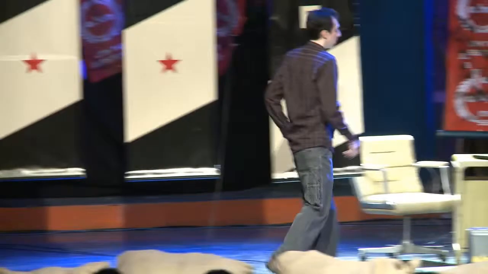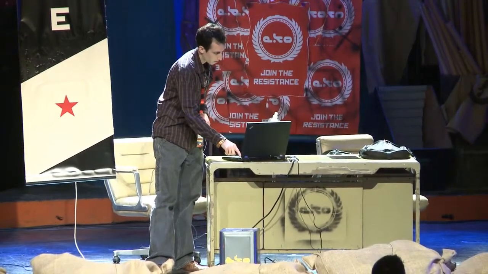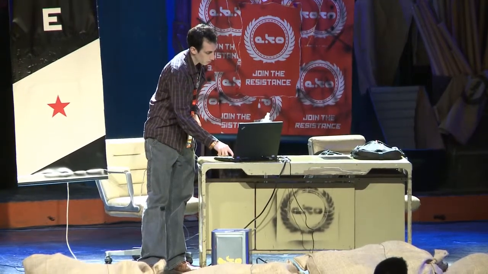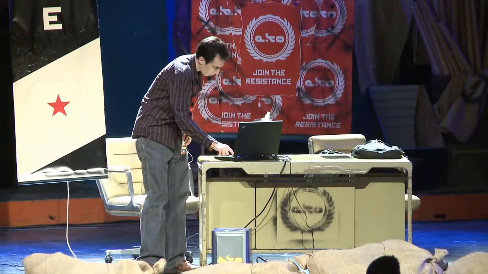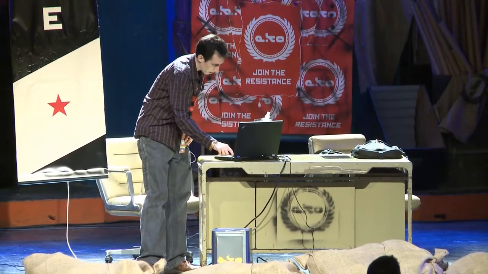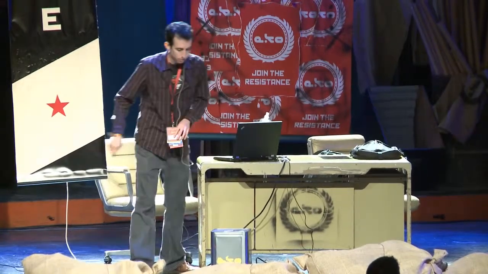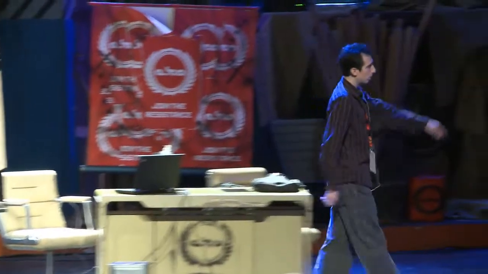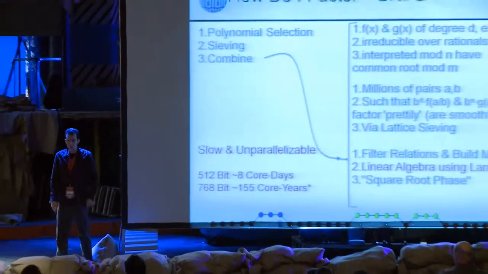Breaking a 1024-bit key is more than a matter of just CPU time. You need better tools. If I go back far enough, you'll see that the amount of work it took to break a 1024-bit key was actually much more, exponentially more. And here we go. The slowest part took 155 core years, 155 computers for a year.